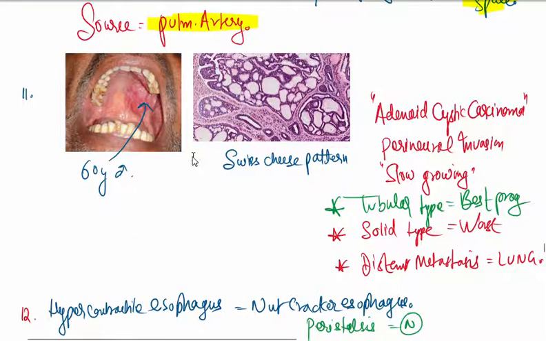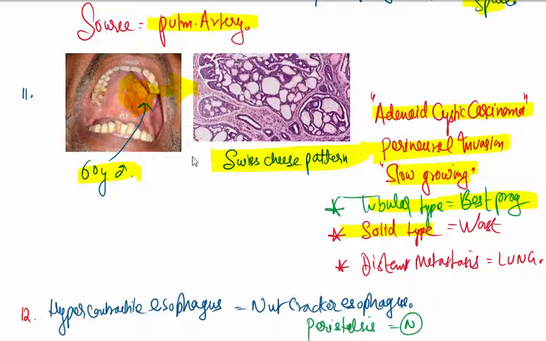Next clinical vignette is showing a 60-year-old male patient with unilateral hard palate lesions, and the histopathological slide is showing a Swiss cheese pattern, which is diagnostic for adenoid cystic carcinoma. It is associated with perineural invasion and is a slow growing tumor. The tubular type has the best prognosis, but the solid type has the worst prognosis. If distant metastasis happens, it goes to the lung.